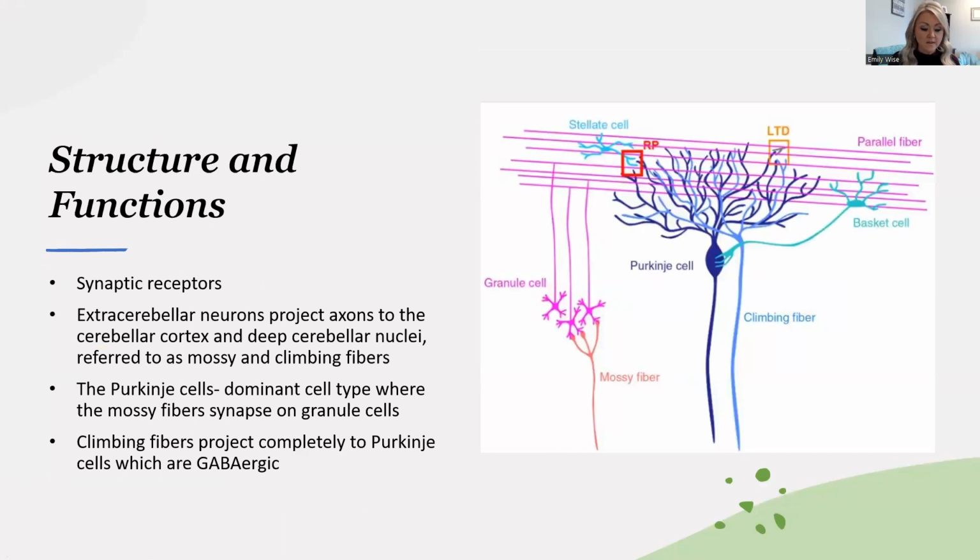Structure and functions. Synaptic receptors in the cerebellar cortex are well defined through multiple input and output signals. The extracellular cerebellar neurons project axons to the cerebellar cortex and deep cerebellar nuclei, referred to as mossy and climbing fibers. The dominant cell type in the region, the Purkinje cells, is where the mossy fibers synapse on granule cells. In contrast, the climbing fibers project completely to Purkinje cells, which are GABAergic.